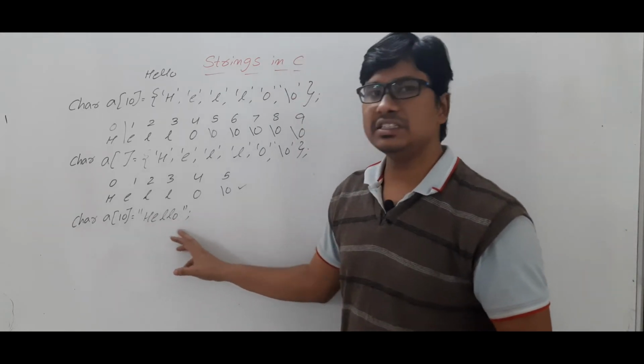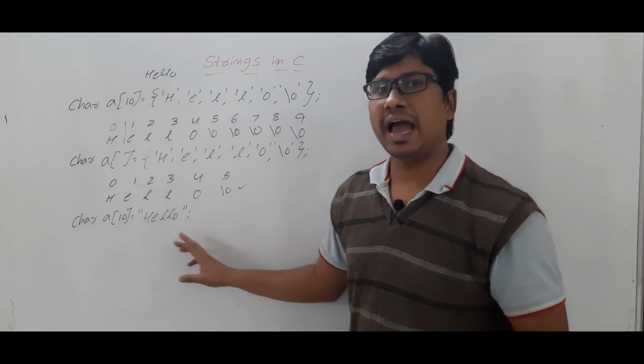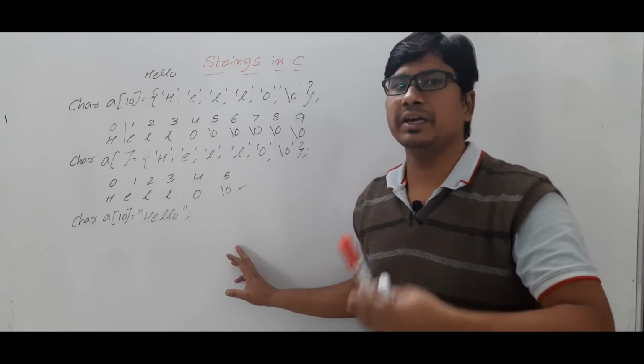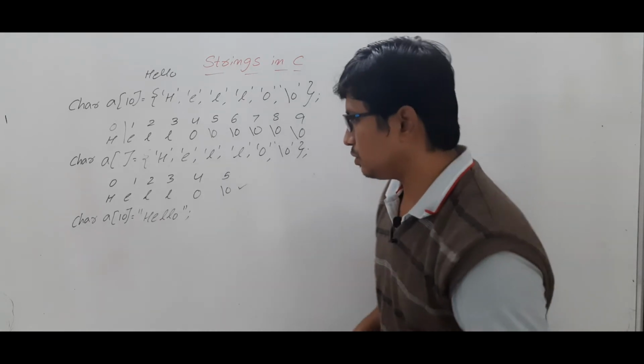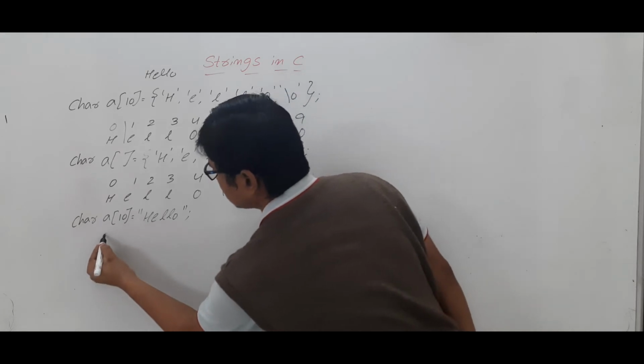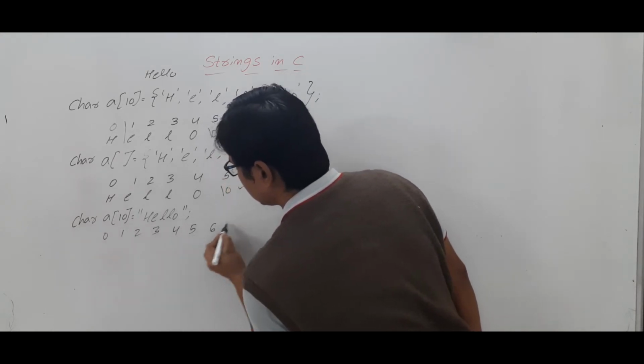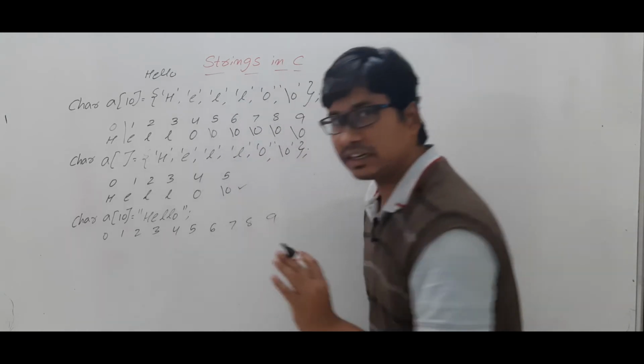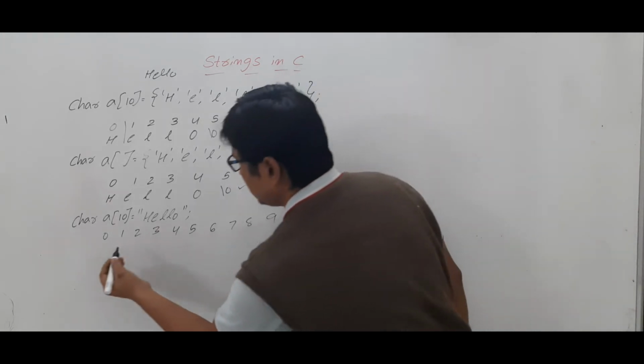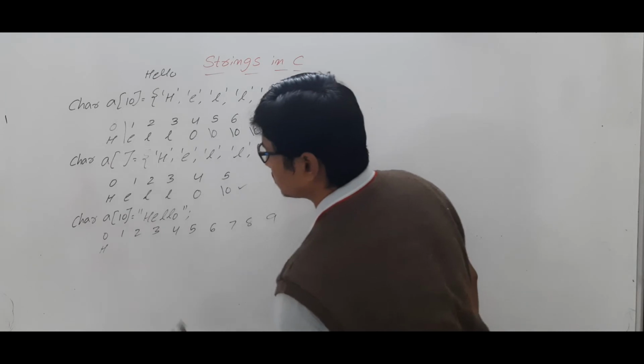If you are initializing it as a string, the backslash 0 will be included by the compiler. Okay, so it will be stored as 0, 1, 2, 3, 4, 5, 6, 7, 8, 9 are the indexes. They are not the values. Okay, and here the character H will be stored.